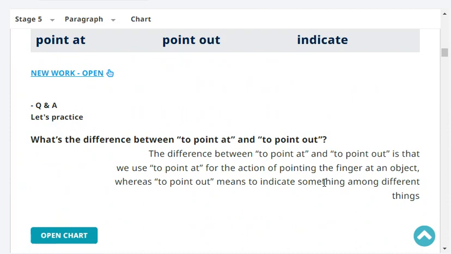What's the difference between to point at and to point out? The difference between to point at and to point out is that we use to point at for the action of pointing a finger at an object, whereas to point out means to indicate something among different things. Very good.